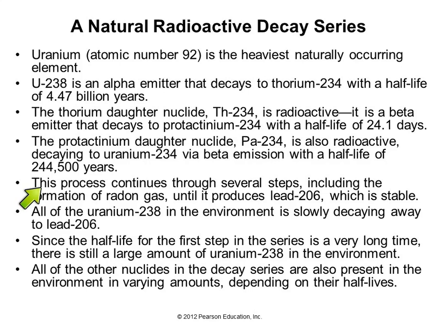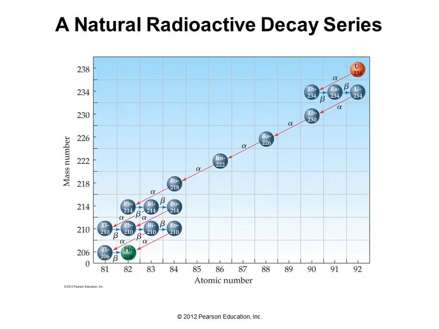And that keeps going through several steps, including the formation of radon gas, until it eventually gives you lead-206, which is stable. So all of the uranium-238 that is present in the Earth, in its crust and anywhere, is slowly decaying away, and eventually it'll all be lead-206. It takes a really, really long time. Because that first step has a half-life of 4.47 billion years. But some of these are really short. You know, here's 24 days, then there's another long one. So all of these radioactive nuclides are present in our environment because of uranium-238 decaying. And this is just a graph of that series. It's kind of interesting, all the permutations it goes through.